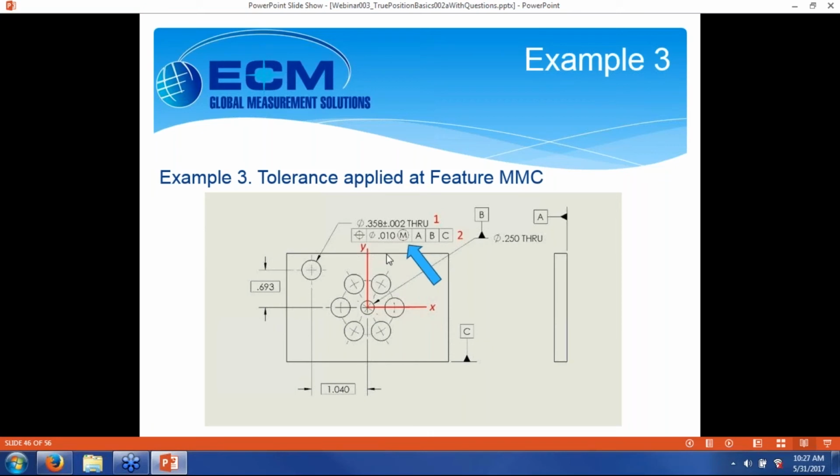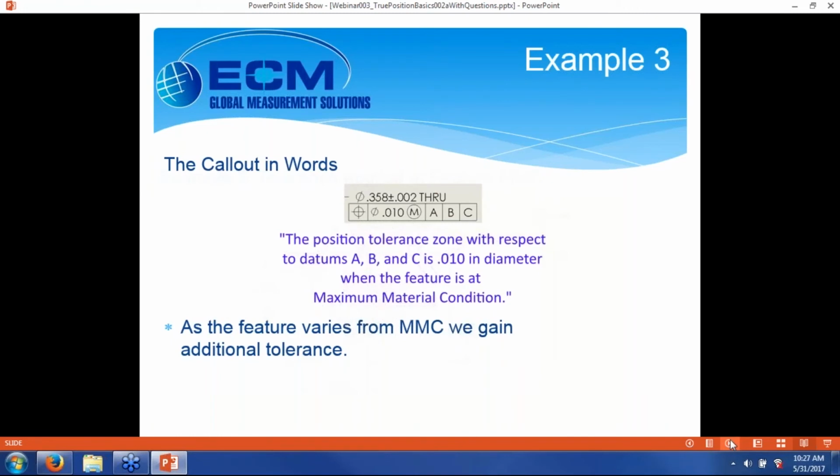In this case, we have our call out, and our tolerance is 10 thou at maximum material condition, and we're just talking about this one hole out here. If you have multiple holes, you just do the same thing many more times. Okay, the call out in words, right? What this means is the position tolerance zone, with respect to datums A, B, and C, is 10 thousandths in diameter, got our diameter symbol, when the feature is at maximum material condition.